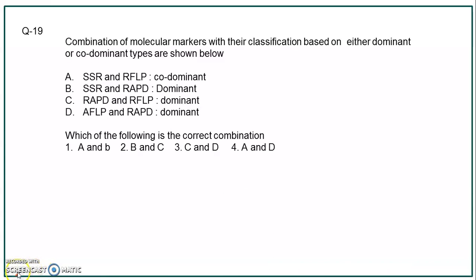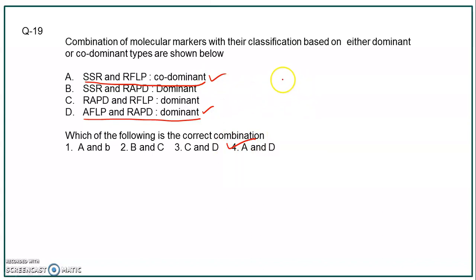In the combination of markers classified as either dominant or co-dominant, we know that RFLP and SSR are co-dominant markers, and AFLP and RAPD are dominant markers. So the answer is option A and D. Now, what do we mean by a co-dominant marker?